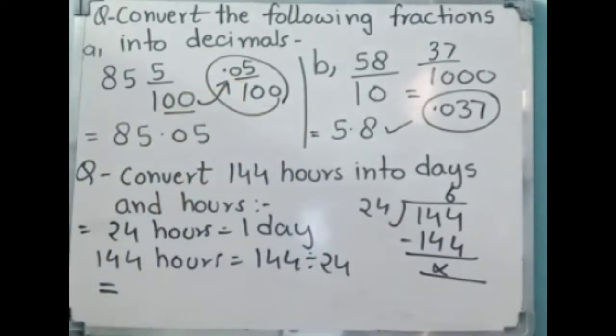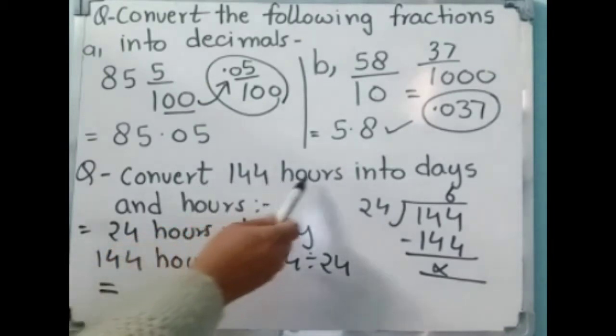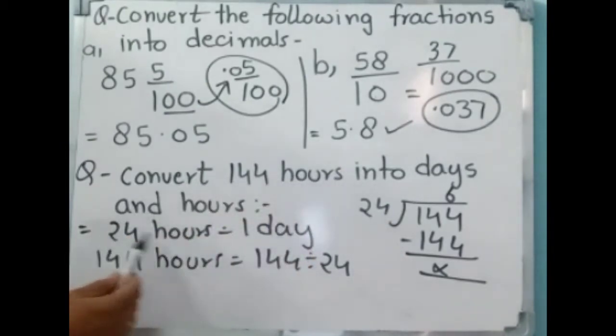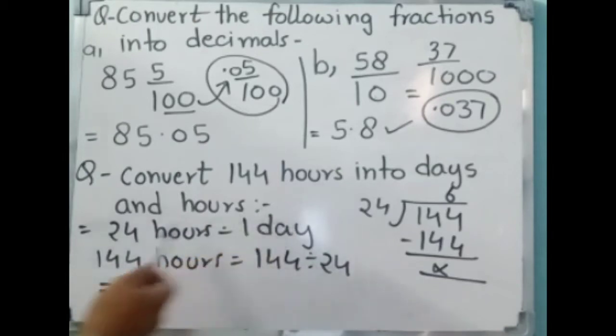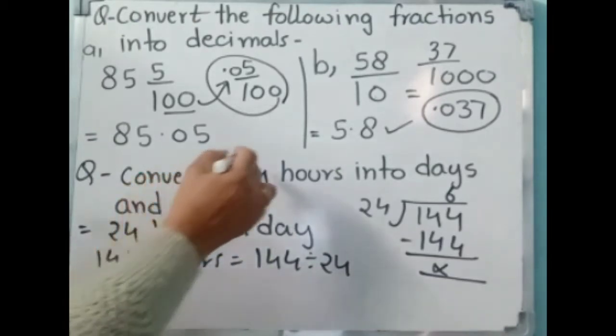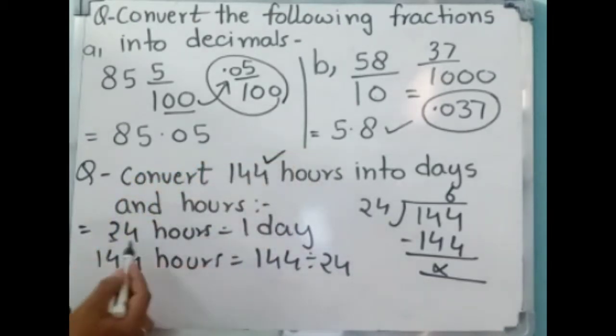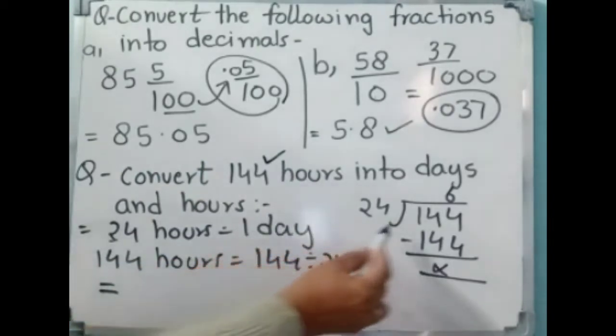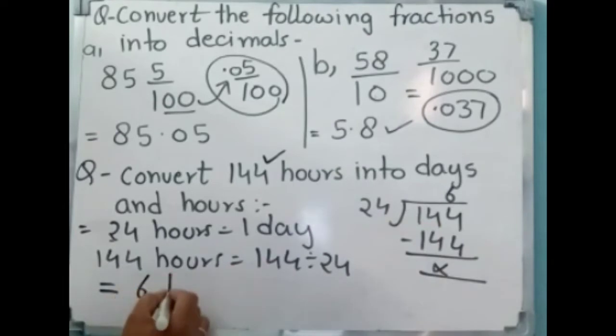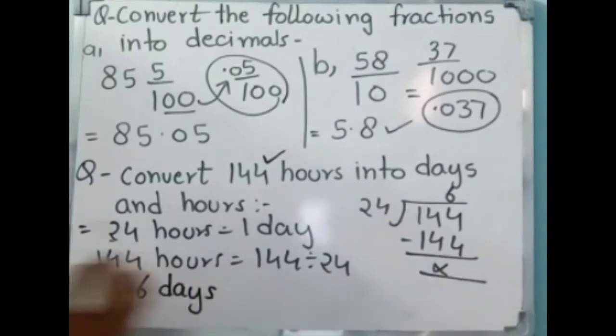Now the next question is convert 144 hours into days and hours. So 24 hours is one day. One day is 24 hours. Here hours are given, so we have to go like that. 24 hours is equal to 1 day. So 144 hours divided by 24, the answer is 6 days.